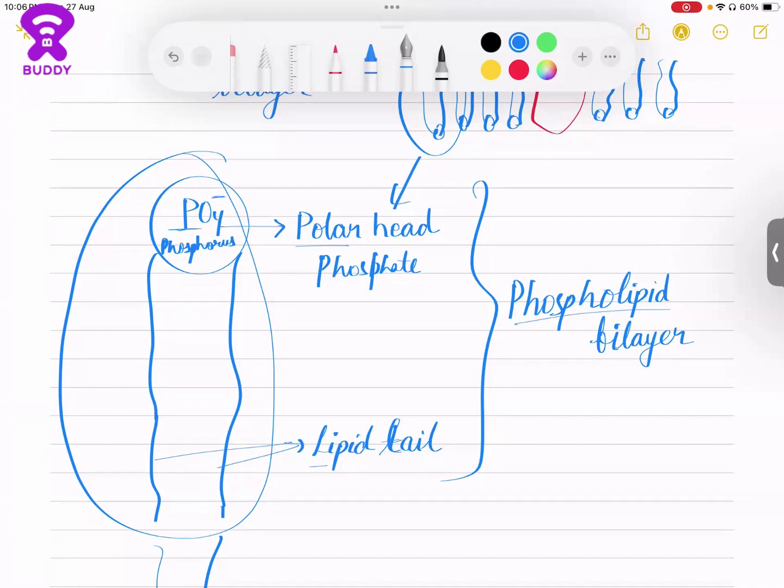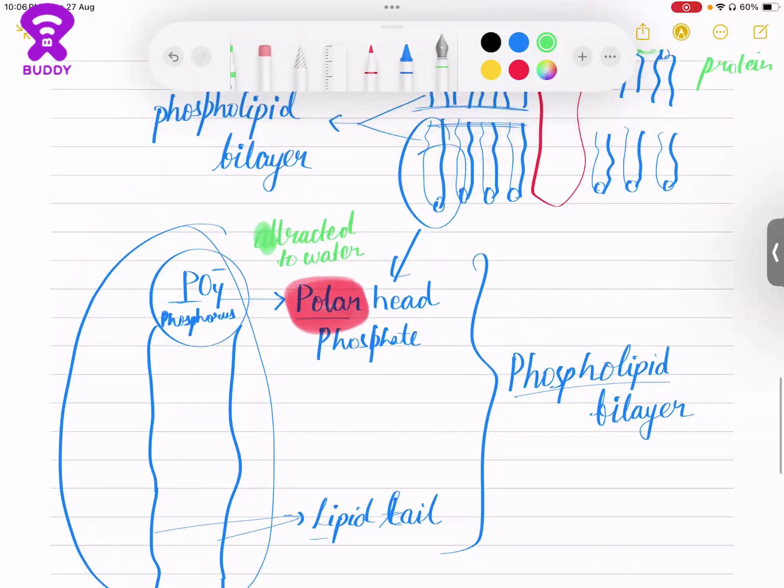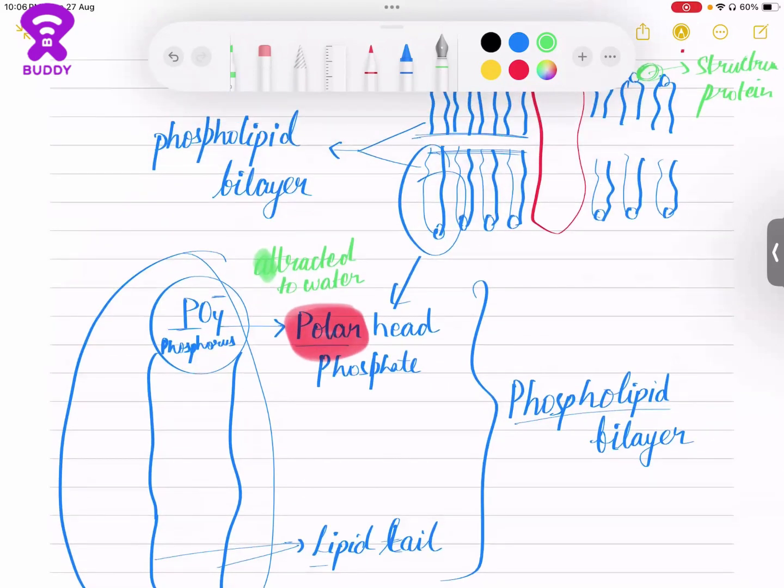In a similar way, we have written here that we have a polar head. That means this will be attracted to water. A polar thing will be attracted to water, and anything which is attracted to water, what do we call it? Hydrophilic. Philic means loving, hydro means water, so hydrophilic basically means water loving. So this is a water-loving head.